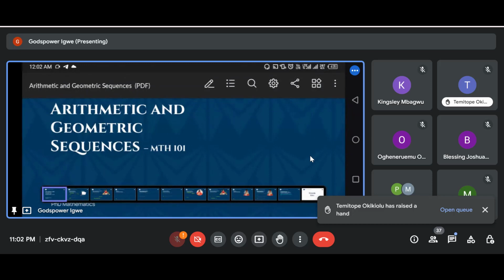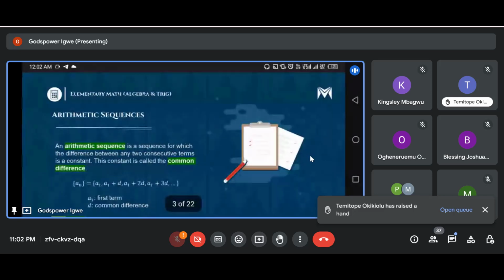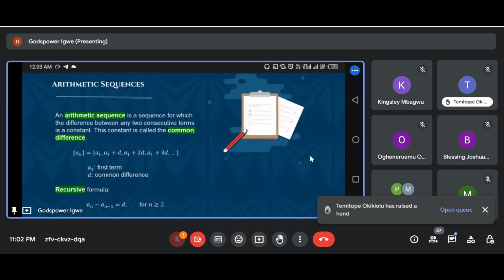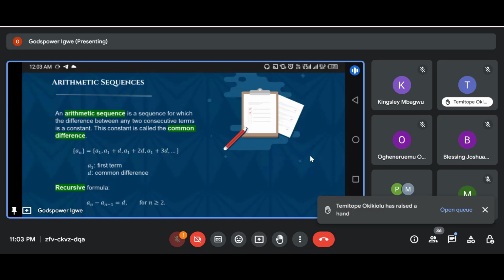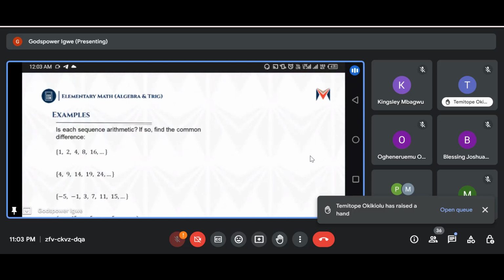Arithmetic and geometric series. We have this arithmetic sequence, a sequence for which the difference between any two consecutive terms is a constant. The constant is called the common difference. So we know how to get the common difference: a2 minus a1 will give you the common difference.